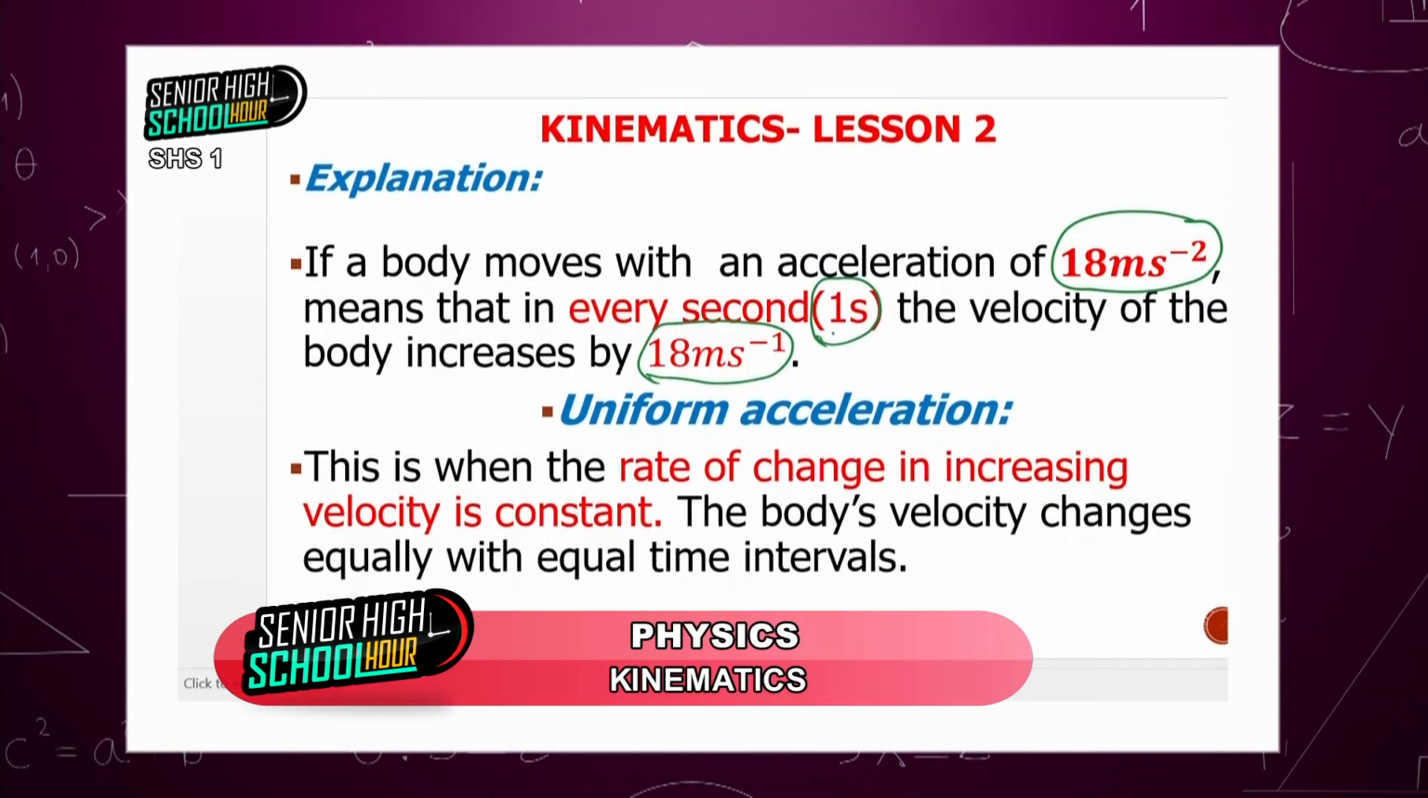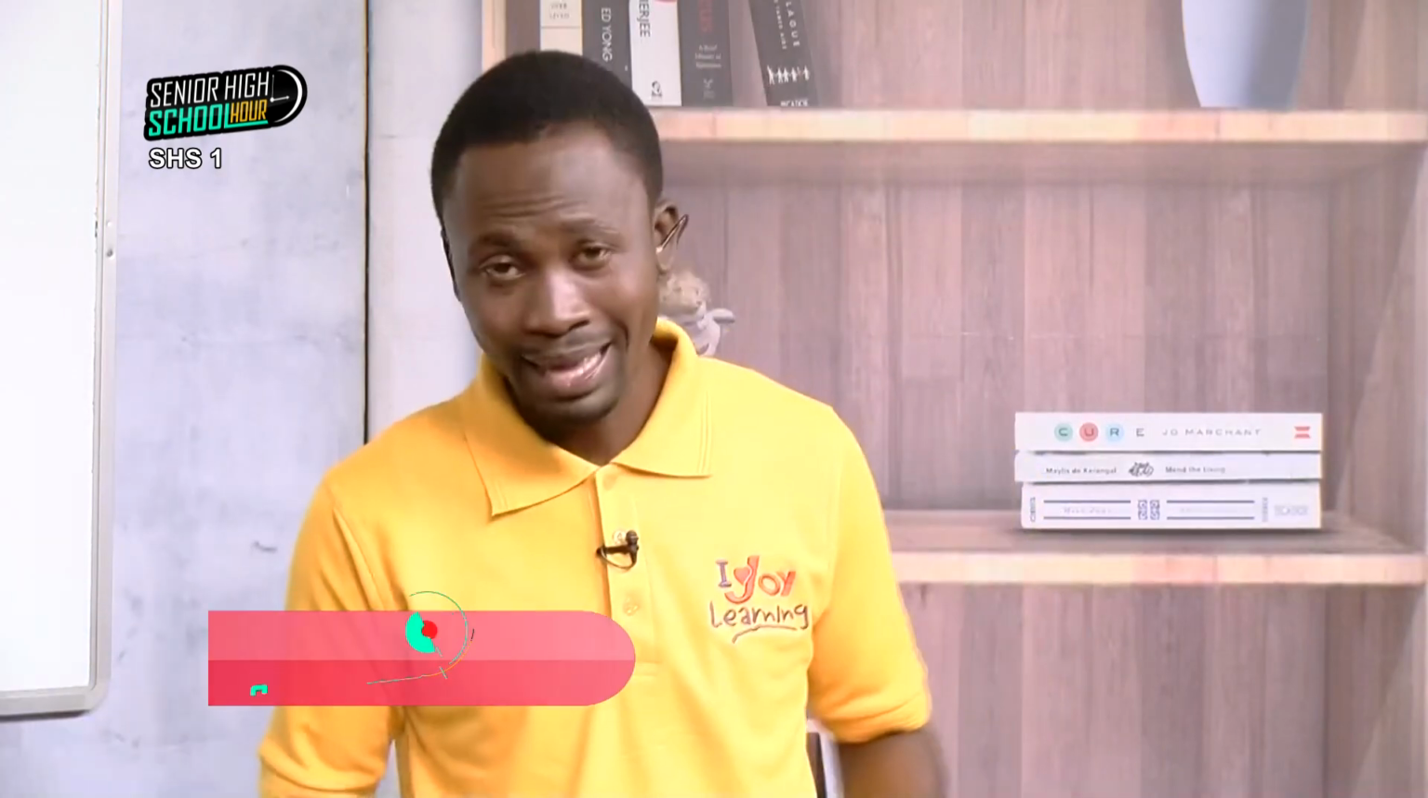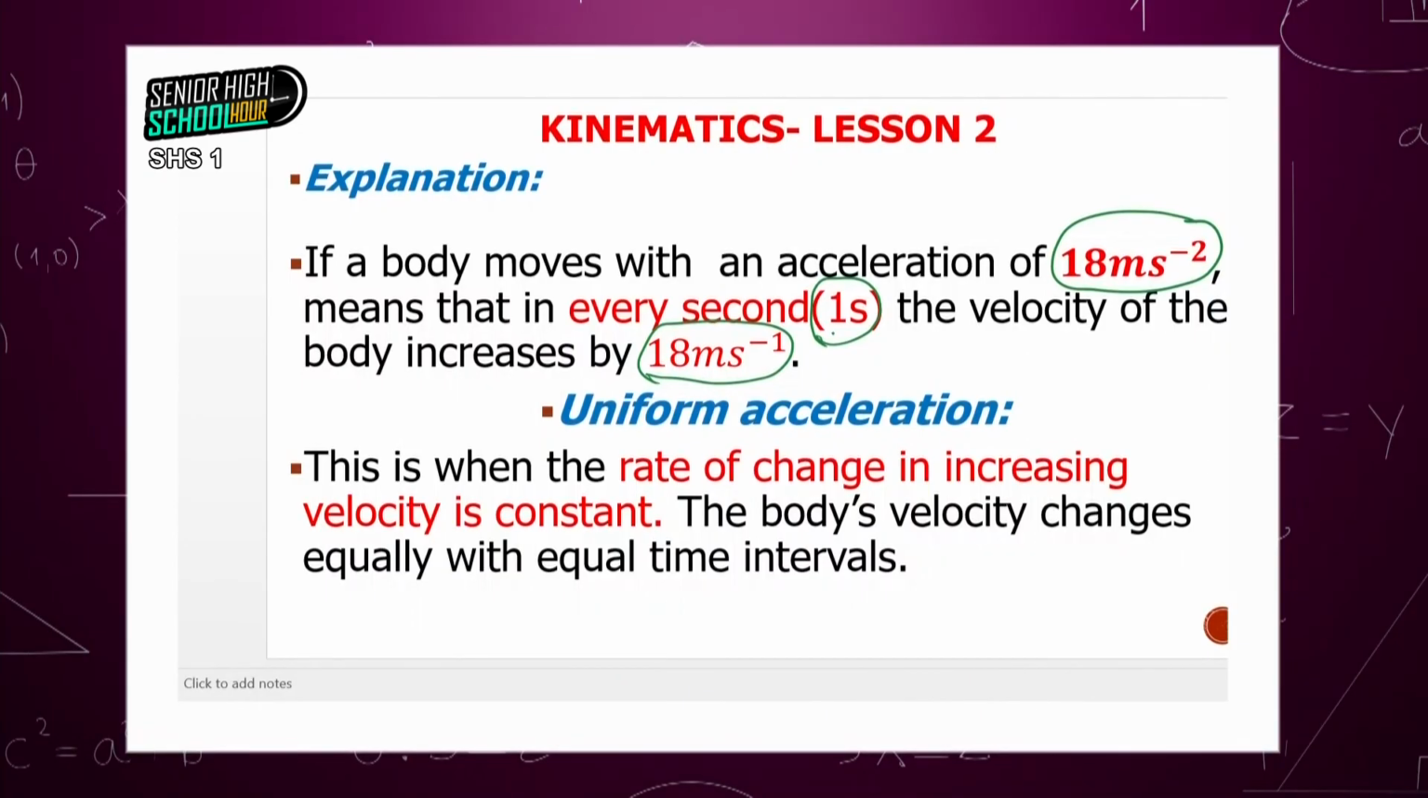We can move on to uniform acceleration. When do we say a body, a vehicle, a car is moving with a uniform acceleration? We have looked at uniform speed, uniform velocity. So by now, uniform acceleration should not be too difficult for us. This means that the rate of change in increasing velocity is constant. So the body's velocity changes equally with equal time intervals. When a body is moving such that its velocity is changing equally with equal time intervals, we say the body is moving with a uniform acceleration.